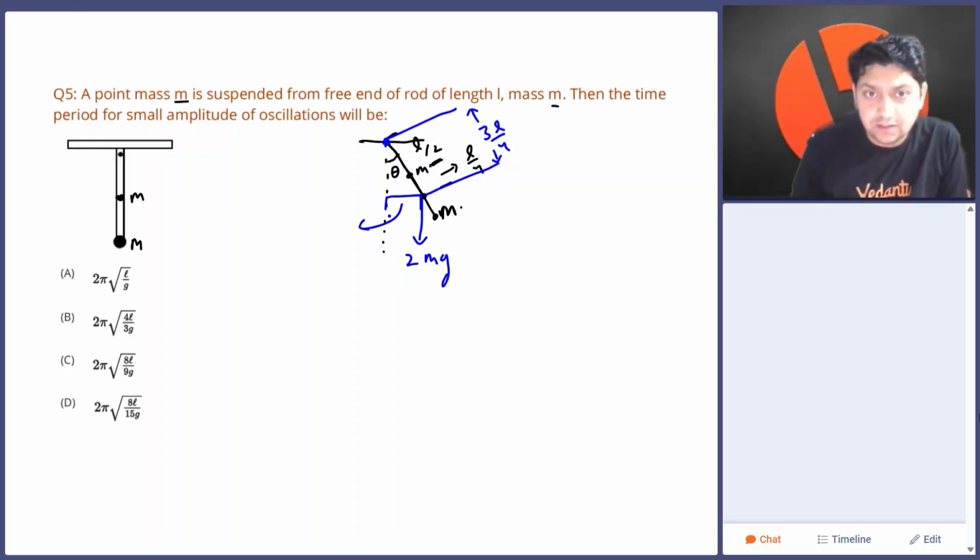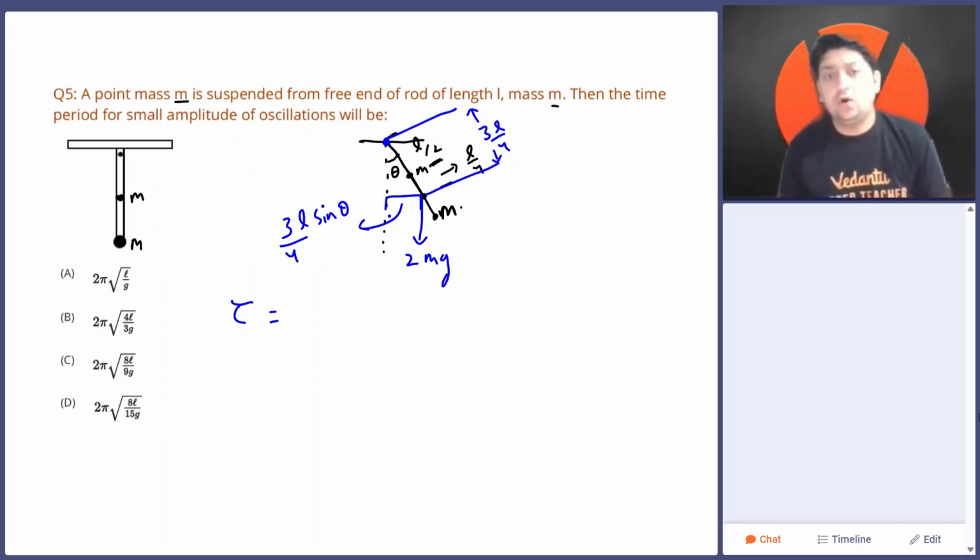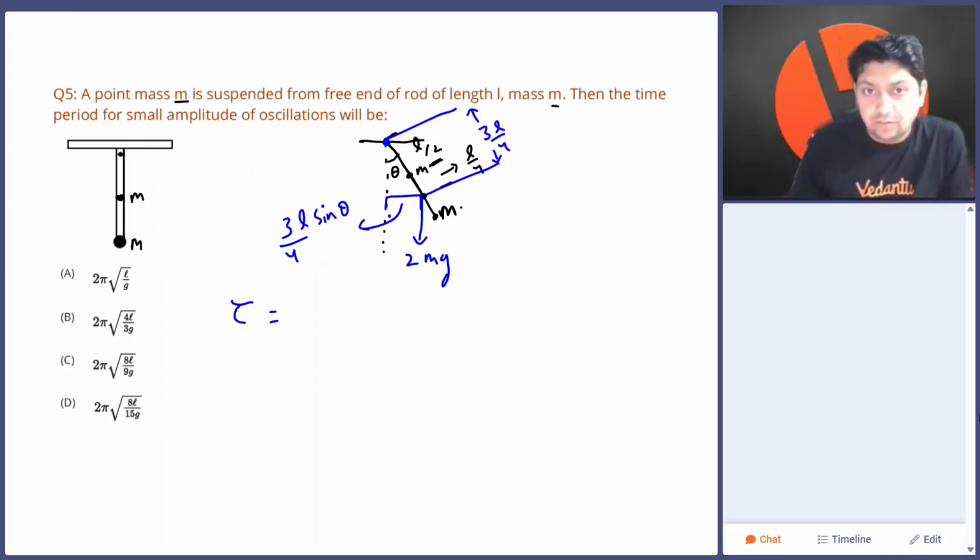This distance is 3L by 4 sin theta. Now the value of torque will be how much? Torque, we know, is nothing but the multiplication of the perpendicular distance from the axis of rotation to the line of action of force, that is 3/4 L sin theta, into the force, that is 2mg, right?